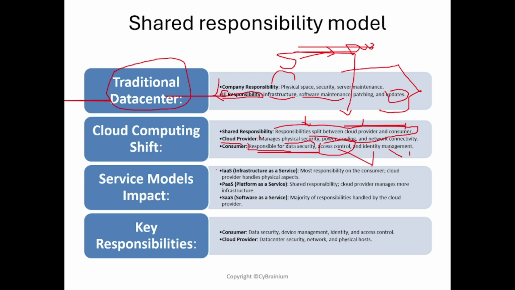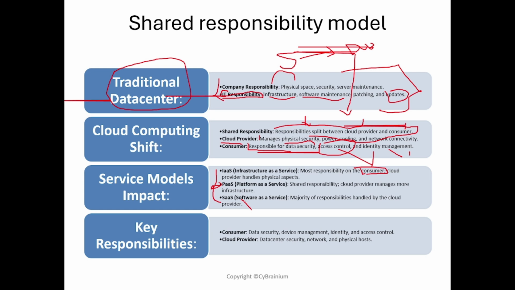Next is service model impact. We have three categories. IaaS, infrastructure as a service: the provider handles the physical aspects, with most responsibility on the consumer, that is, we. As we move along, this is the shared responsibility, and cloud providers manage more of the infrastructure. Now SaaS, software as a service: the majority of responsibilities are handled by the cloud provider.